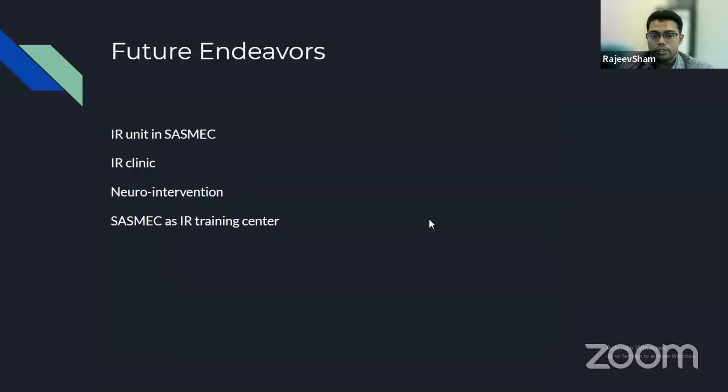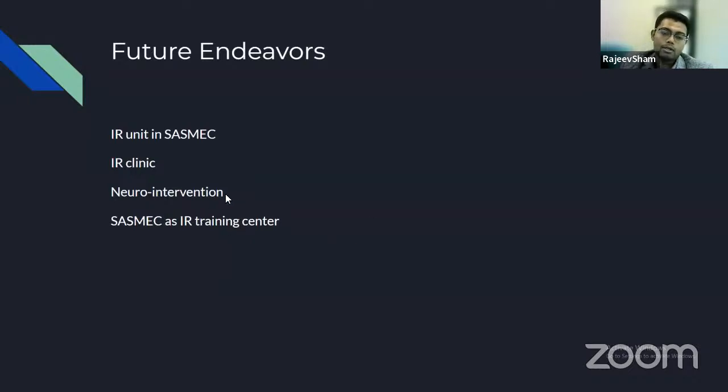Our future endeavors, our aim for the future: we want to establish a proper IR unit in SASMAC, and then we want to start an IR clinic in the future. Very important, because some patients might need consultation and explanation of what the procedure is all about. So we call them to the clinic and explain all to them. Also, sometimes we need to see them first to see what kind of procedure is suitable for them.